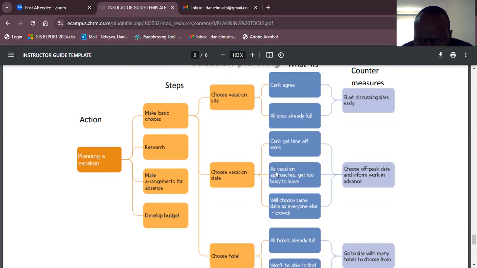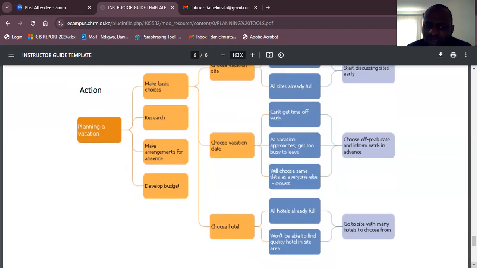Then once you choose a vacation, you might have different options. For example, number one, can't get time off work. Number two, as vacation approaches, get too busy to leave. And number three, will choose same date as everyone else. Crowds. Then you can make a choice at the end of the day. So this gives you basic activities or processes that you need to follow when you want to take a certain action, where you have different possibilities that can happen.